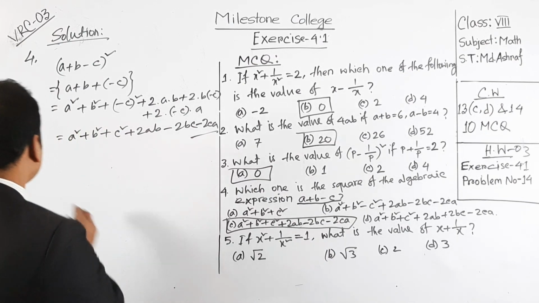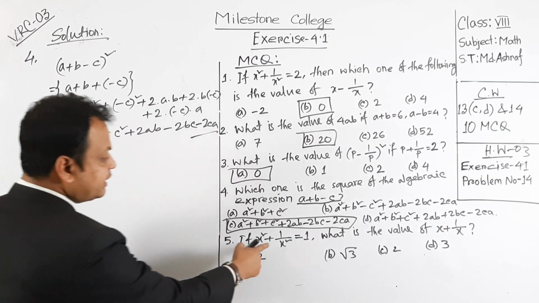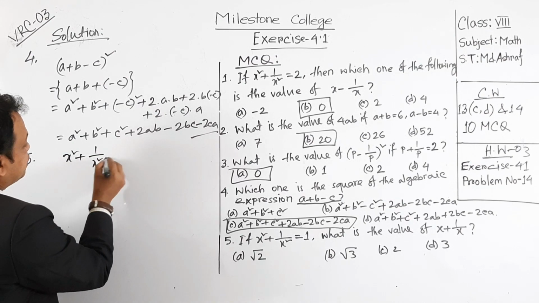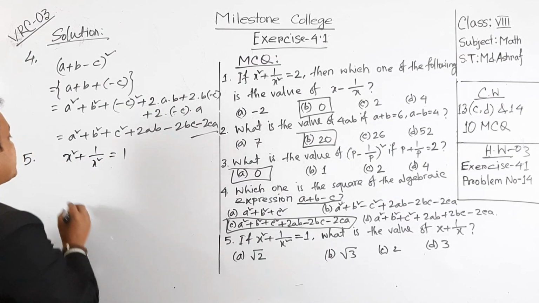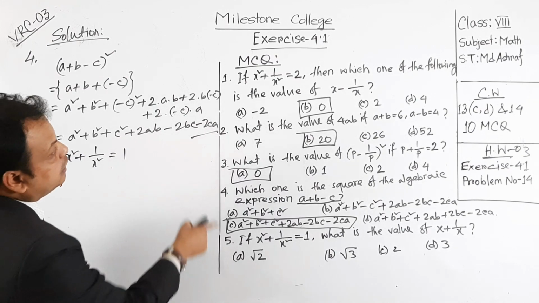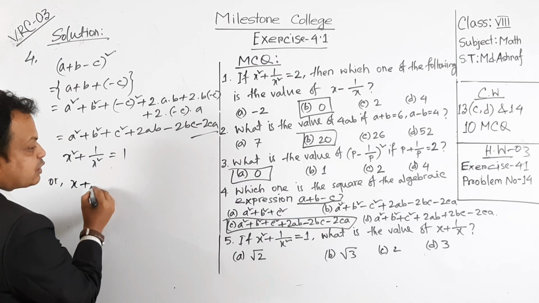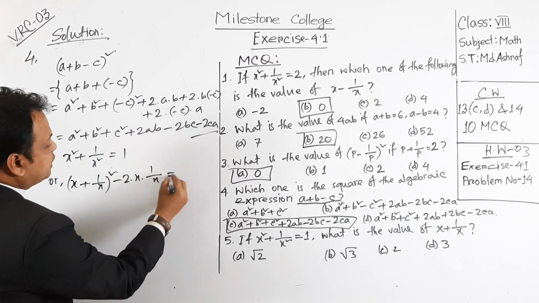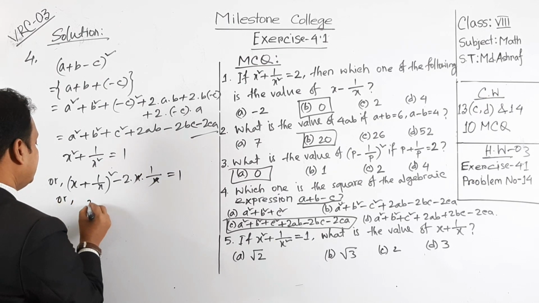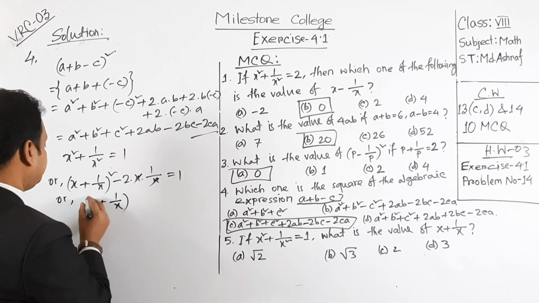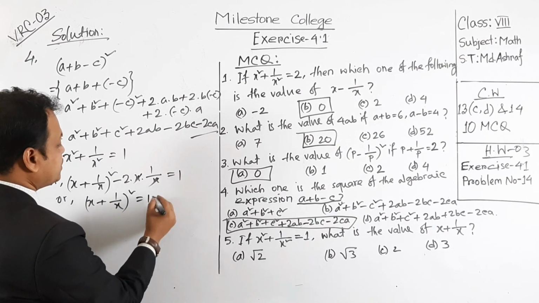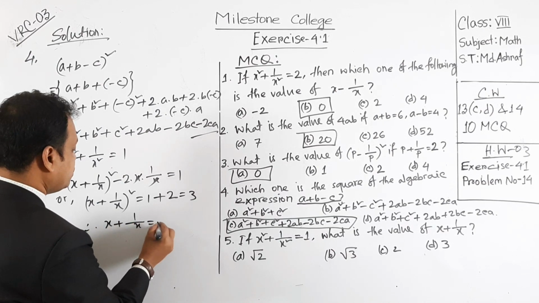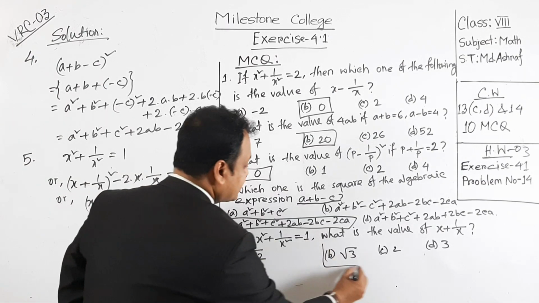Now to the next one, question 5. You can solve it here. What is given here? x square plus 1 by x square equals 1. We have to find the value of x plus 1 by x. The same way we followed in question 1, it will be x plus 1 by x whole square, then minus 2 into a into b equals 1. x will be eliminated. Then we will get x plus 1 by x whole square equals 1, and these two, since it's on the other side, it will be plus, that means 3. Therefore x plus 1 by x equals square root 3. So B is the answer.